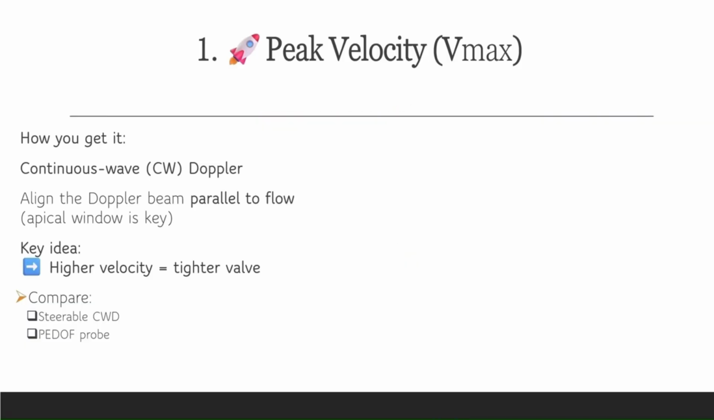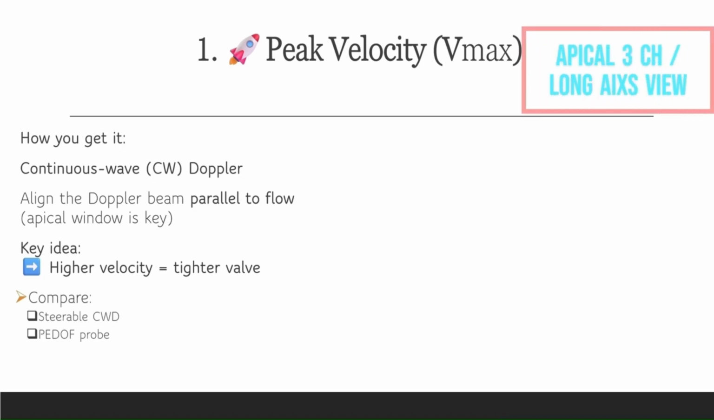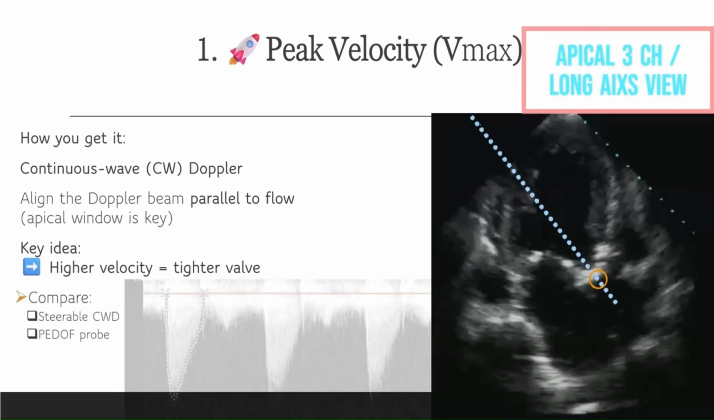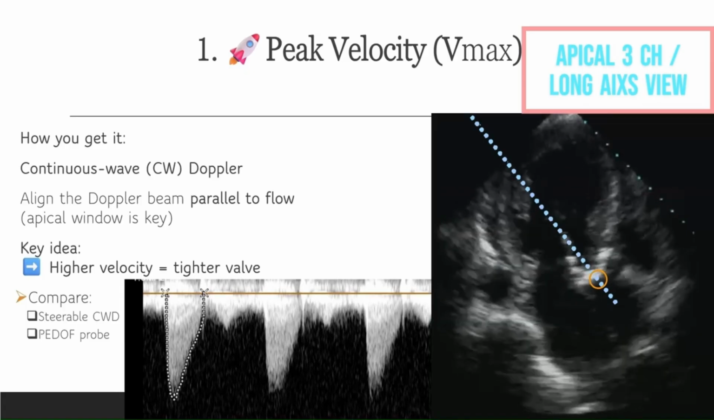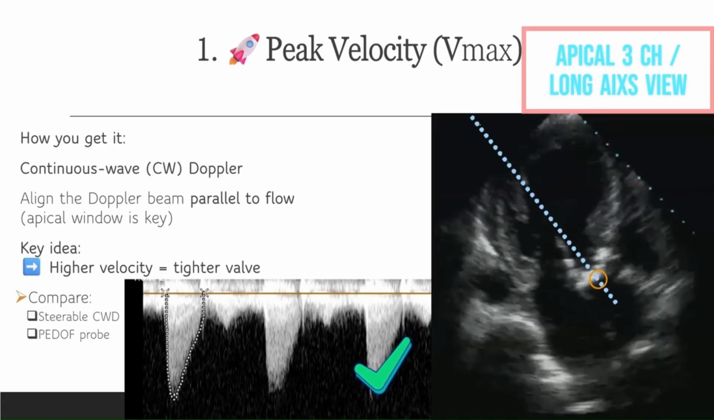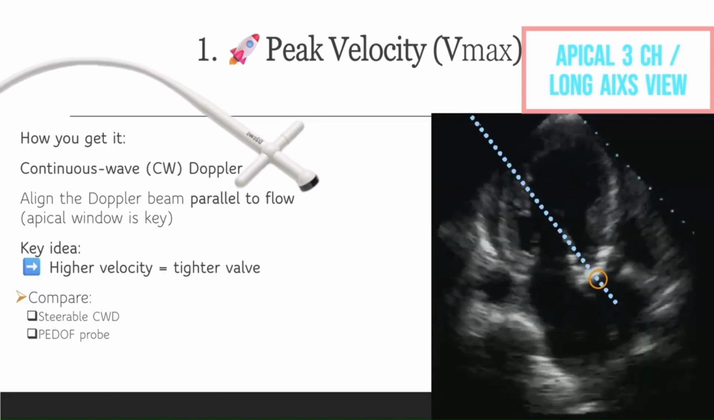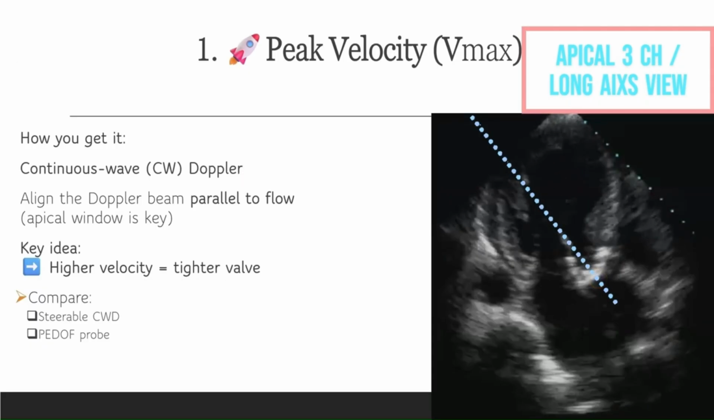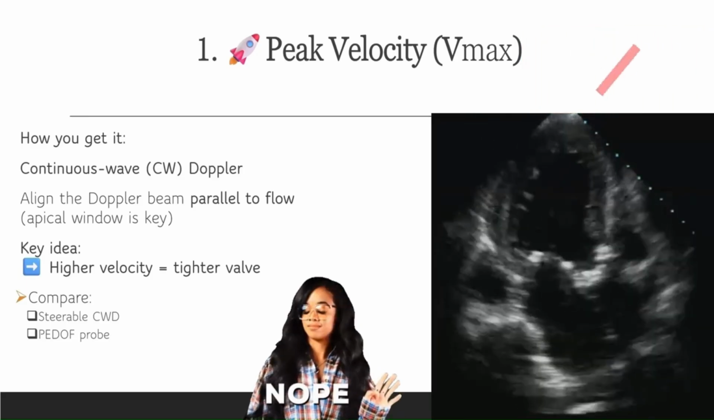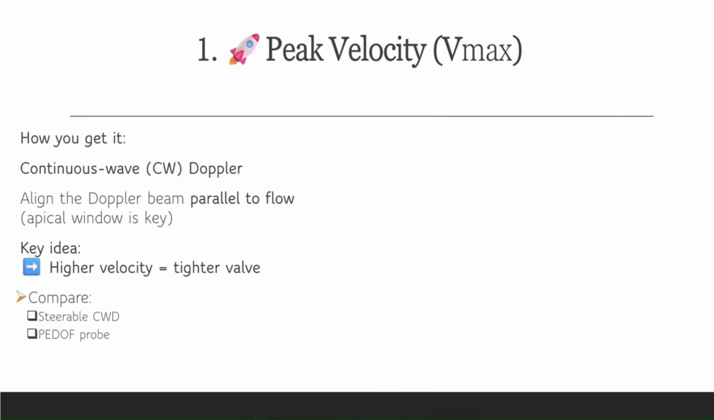Measure it again. Move to additional windows. Check the apical long axis or apical 3-chamber. Take a look at the right parasternal window and check the suprasternal notch if needed. Now, this is where the cutoff probe comes in. The cutoff probe is a non-imaging continuous wave probe. It does not create a picture, but it gives you excellent Doppler alignment.